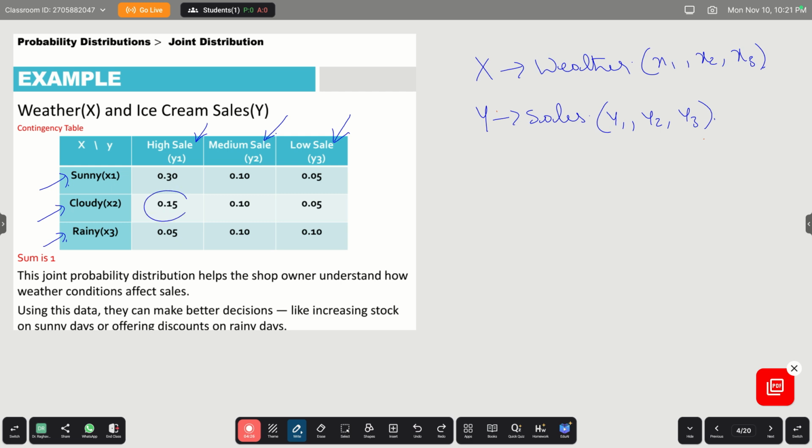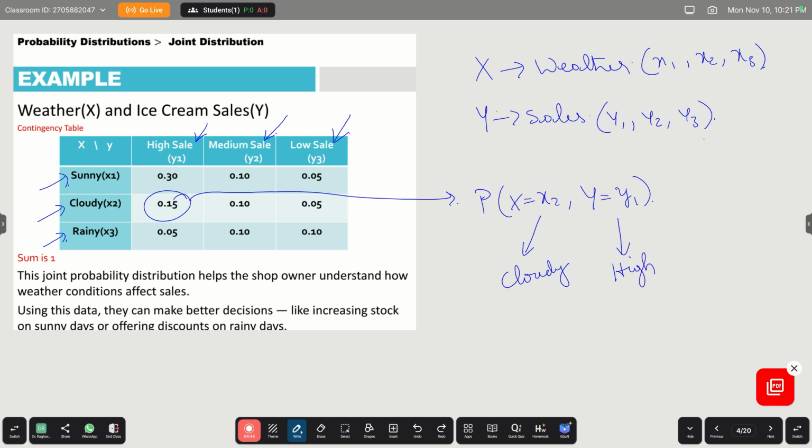So what does this 0.15 represent? 0.15 is the probability that x is taking the value x2 and y is taking the value y1. That means the probability that on a cloudy day the ice cream sale is high is 0.15. Similarly, this 0.05 is the probability that on a sunny day there will be a low sale. So these are the different values for different weather conditions.